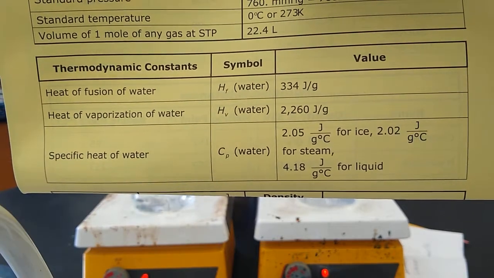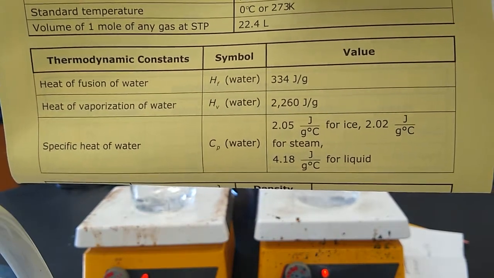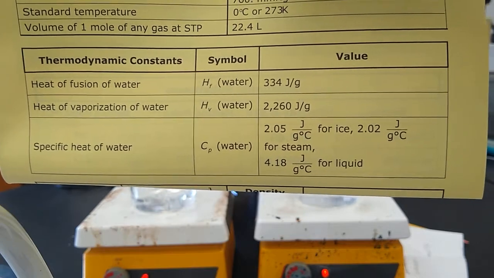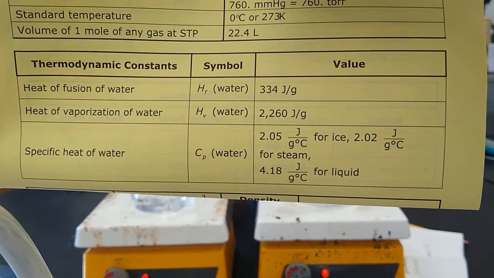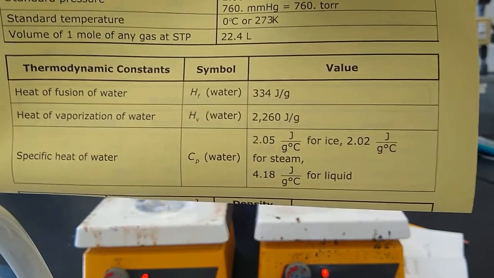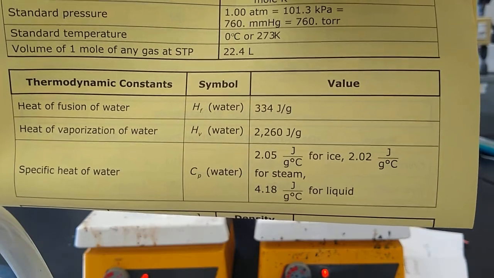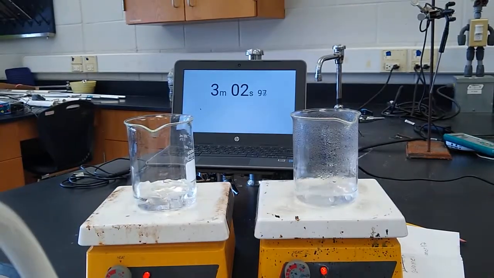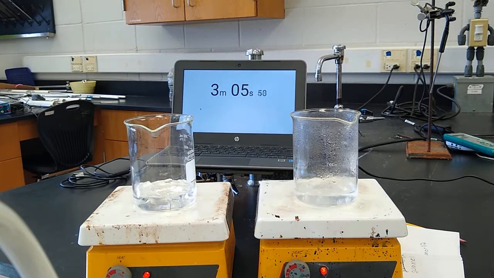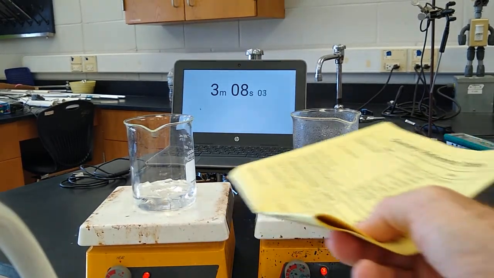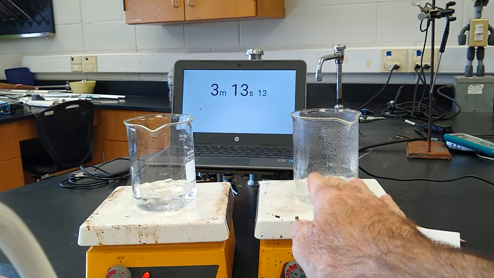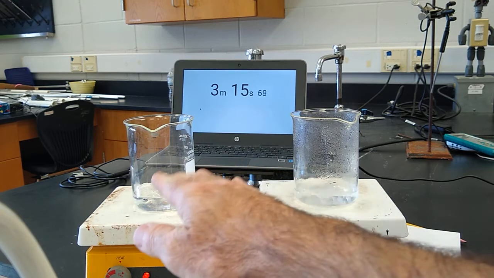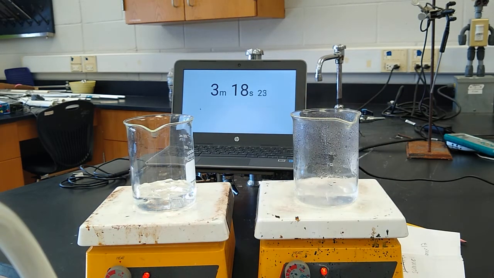let's take a look. The heat of fusion of water, that's 334 joules of energy per gram. The heat of vaporization of water is 2,260 joules per gram required to vaporize water. So, which of these two are you expecting to take the longest? The boiling or the melting? Let's watch that clock in the background.